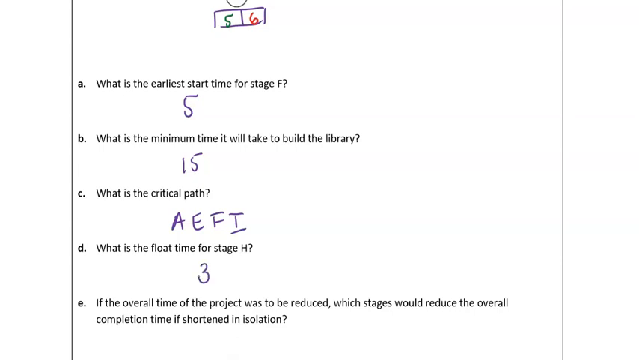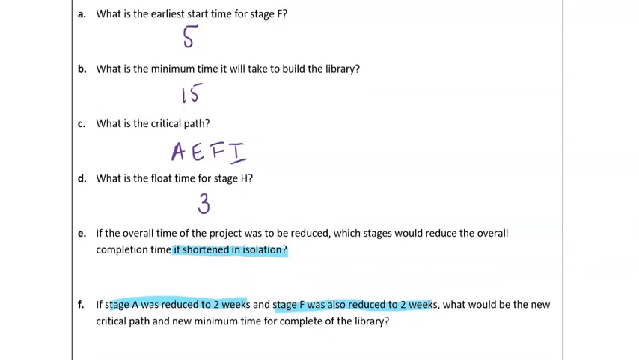Part E: if the overall time of the project was to be reduced, which stages would reduce the overall completion time if shortened in isolation? If I can only reduce one activity and I want it to have an impact, it has to be something on the critical path. So which stages would we reduce: A, E, F, or I. Any one of those in isolation would have an impact.